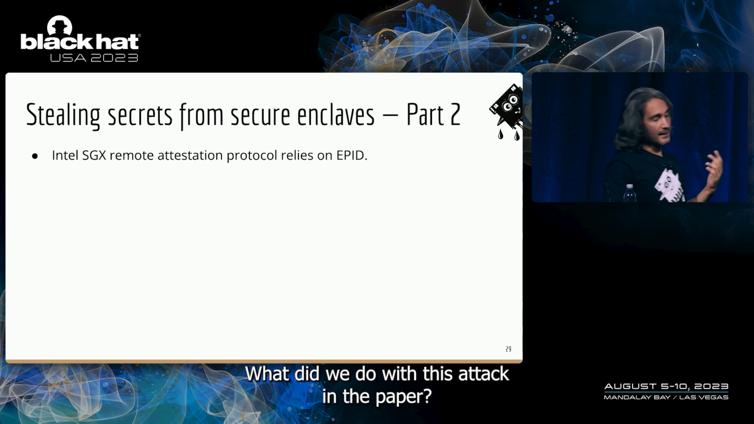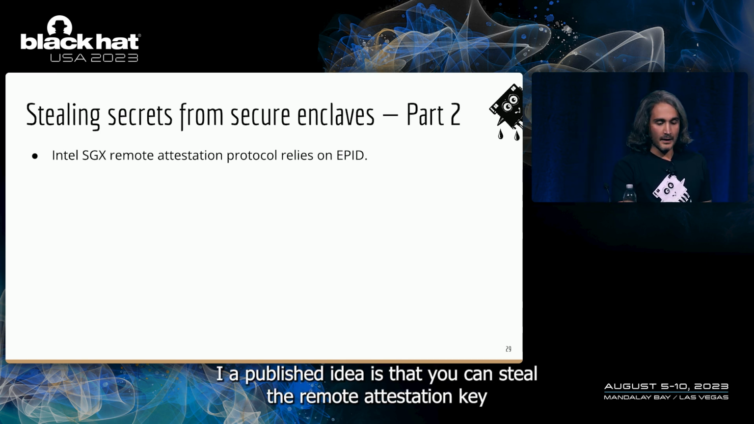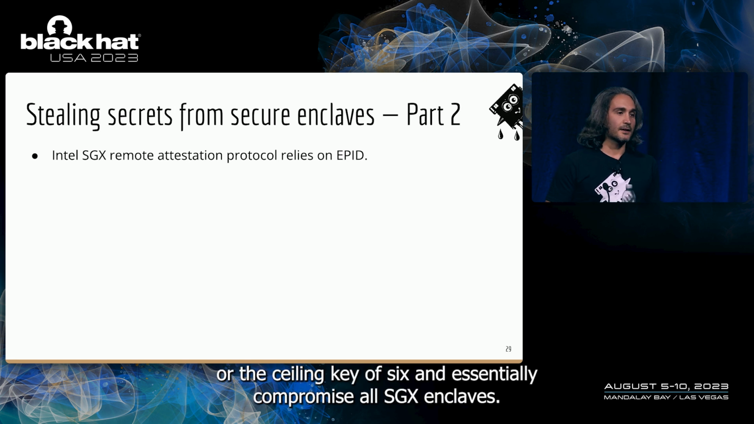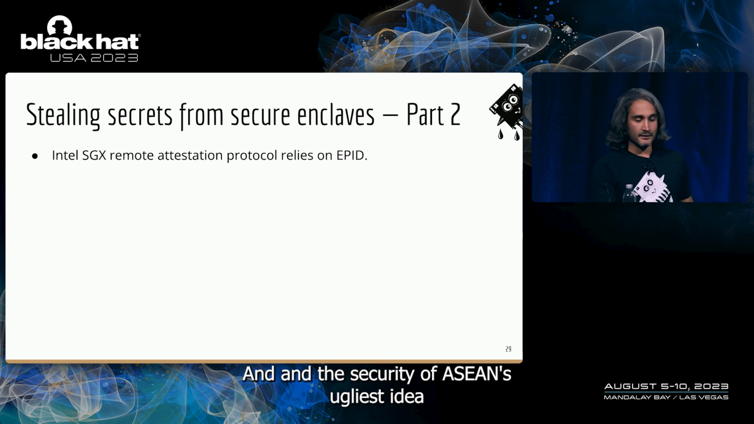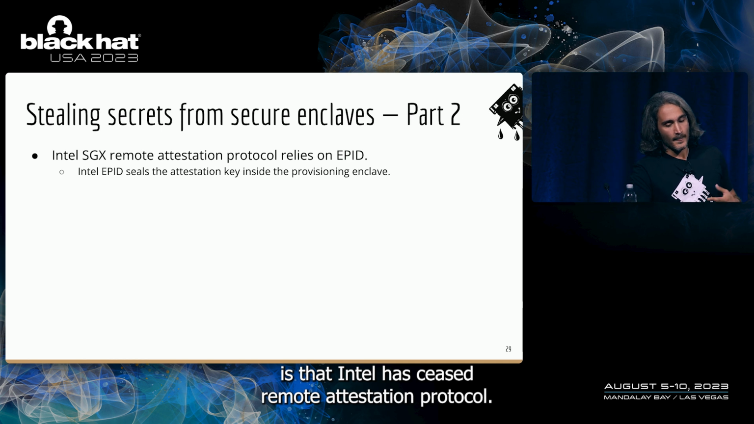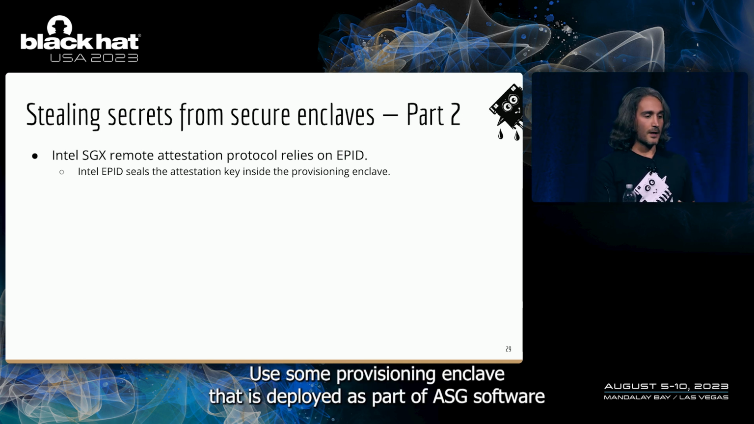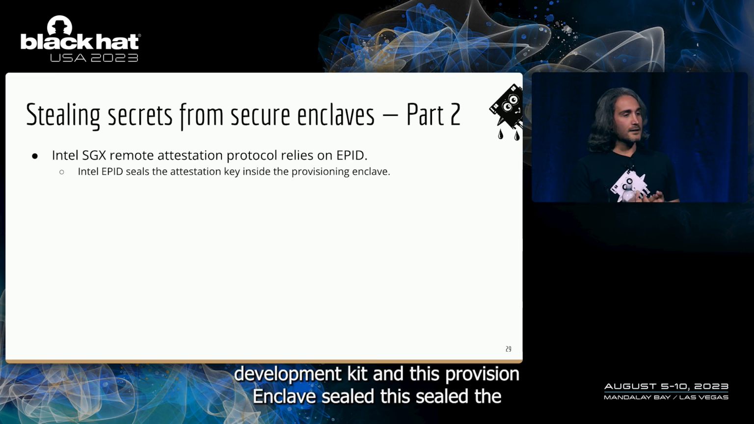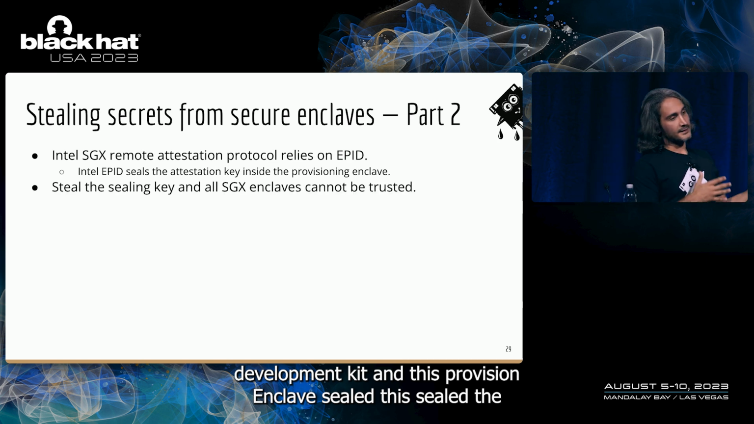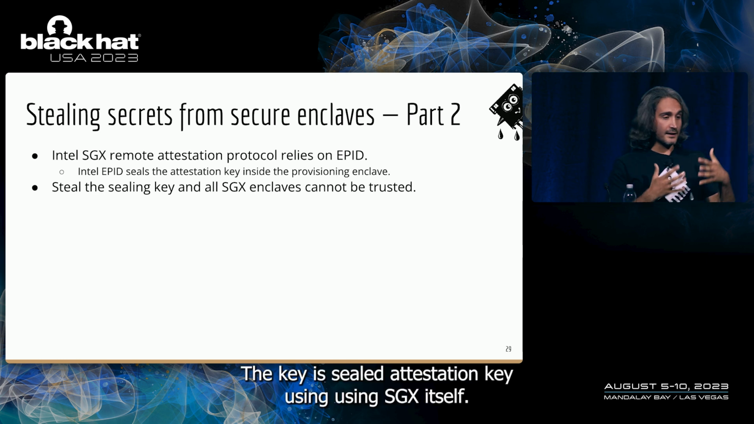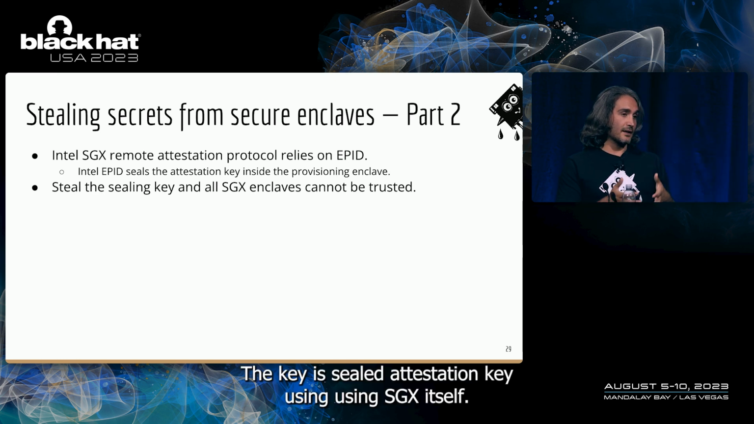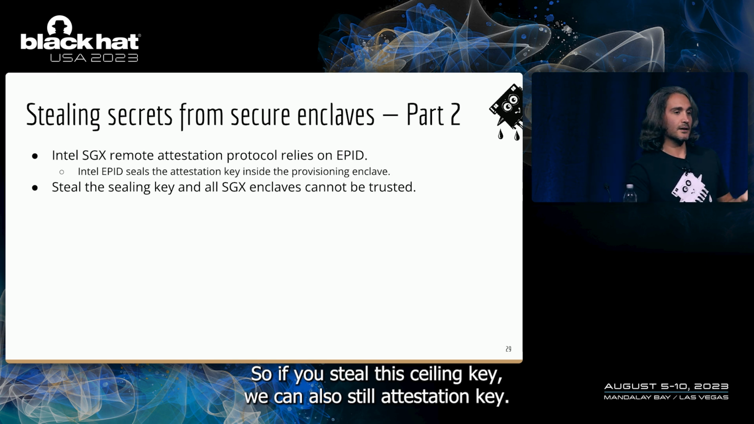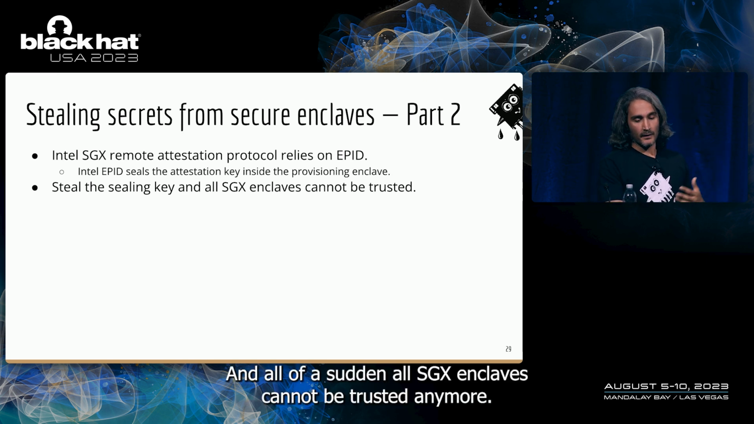What did we do with this attack? In the paper I published, the idea is that we can steal the remote attestation key or the sealing key of SGX and essentially compromise all SGX enclaves and the security of SGX. The Intel SGX remote attestation protocol uses a provisioning enclave that is deployed as part of the SGX software development kit. This provisioning enclave seals the attestation key using SGX itself. So if we steal this sealing key, we can also steal the attestation key, and all of a sudden, all SGX enclaves cannot be trusted anymore.